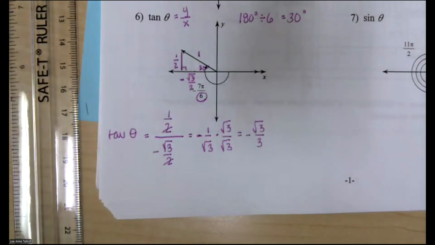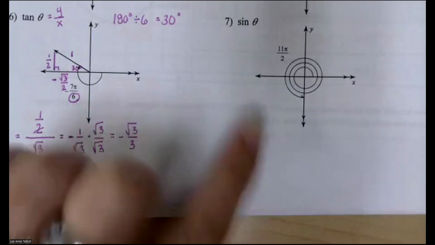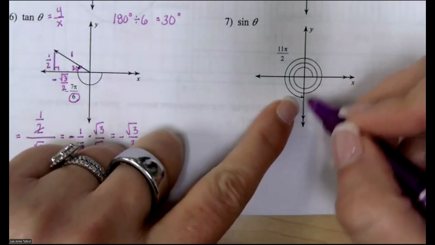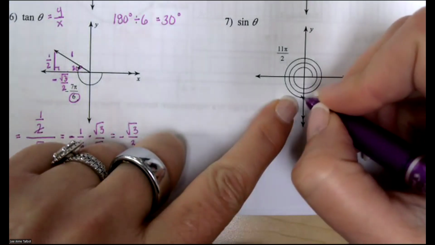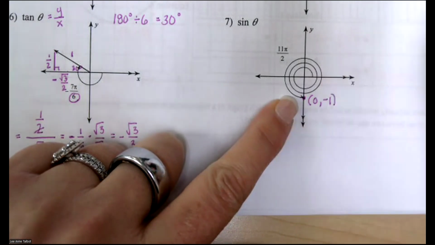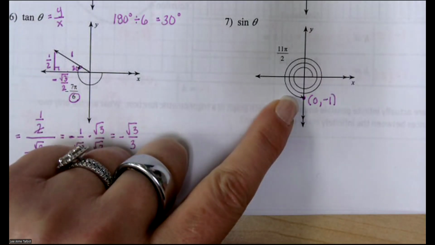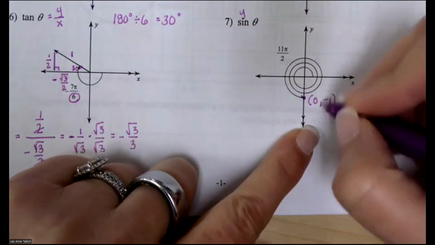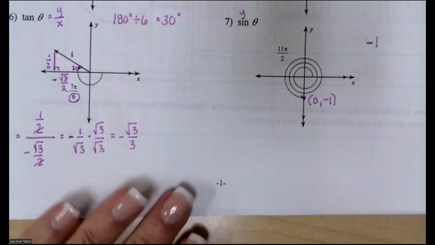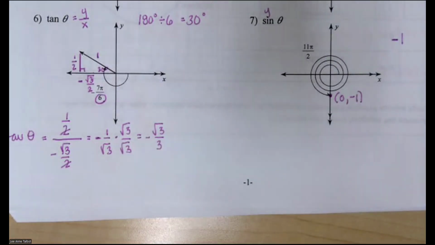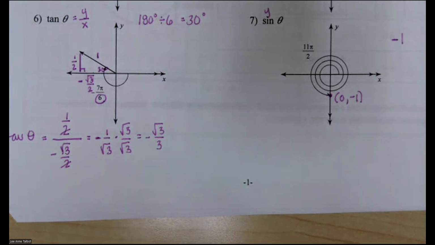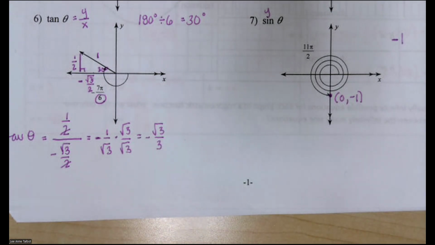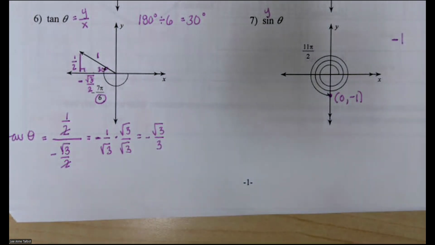Okay, last one. This one's weird, but it's my favorite. This one is pointing directly to the axis, which means that this coordinate right here is 0, negative 1. And sine is the y, so the answer is negative 1. No triangles to do, none of that. You're on the axis, so it makes it easier. Okay, flip.